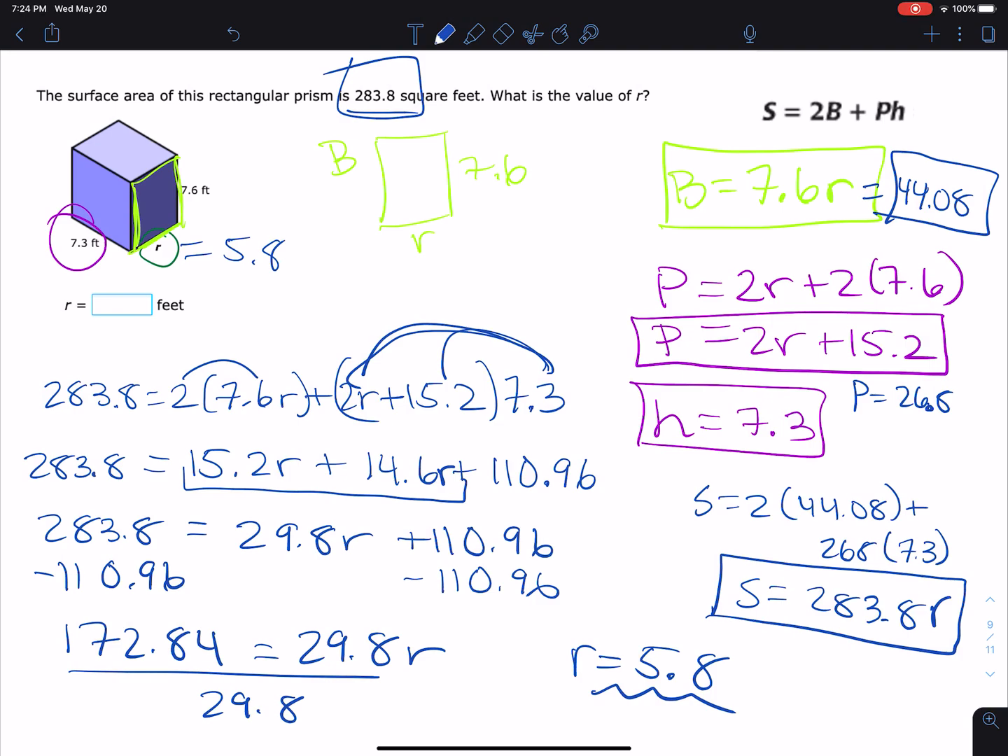So I realize this looks like a lot of math on one page, but the basics, guys, if you can find your variables, your big B, your big P, and your little h, you are good to go. Just make it a goal to find those three things, plug it in.